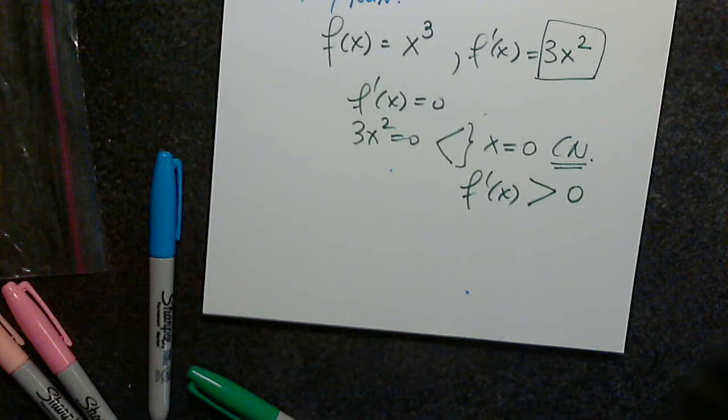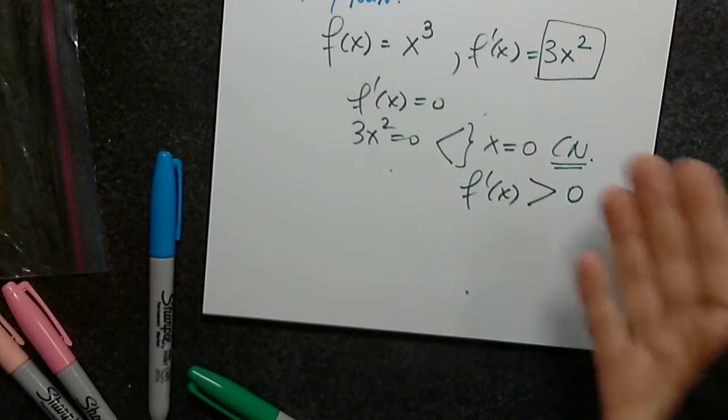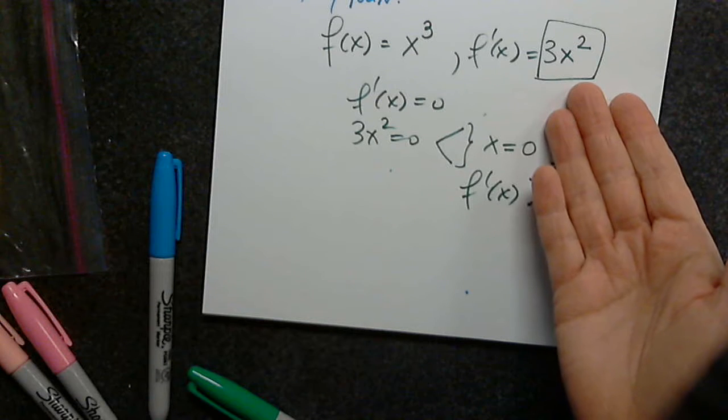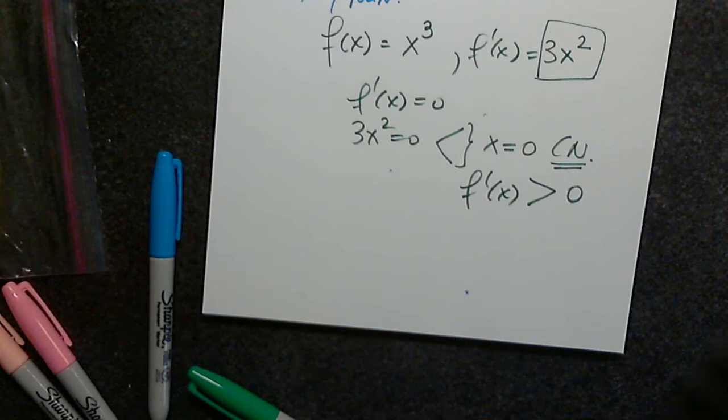Does it turn? It has a critical number, but it doesn't have a turn. Why? What is the sign of the derivative at all points? The sign of the slope of the tangent. Always positive. That's why. It's always increasing. How can it have a max-min if it's always increasing?